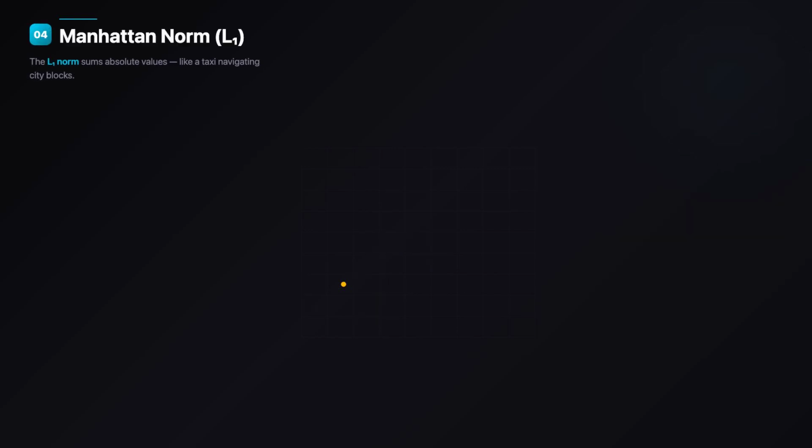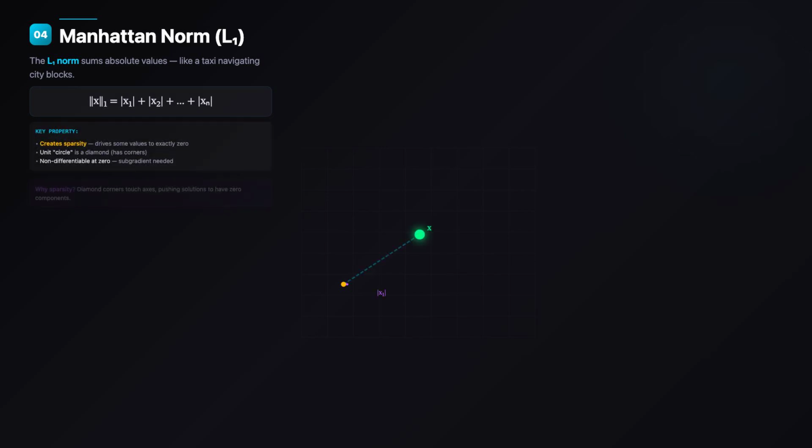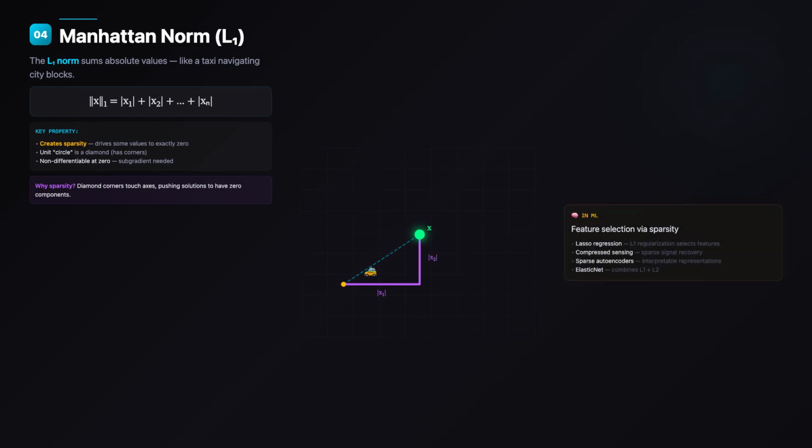The L1 norm sums absolute values, like a taxi on city blocks. Unlike L2, it follows perpendicular paths. The key property: L1 creates sparsity. Lasso regression uses L1 to drive some weights to exactly 0.